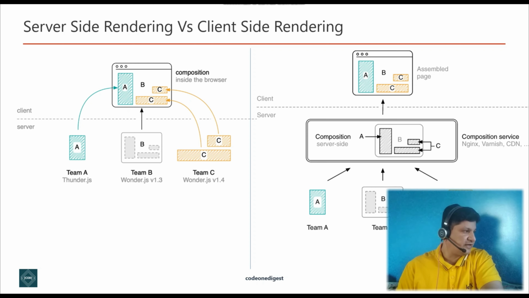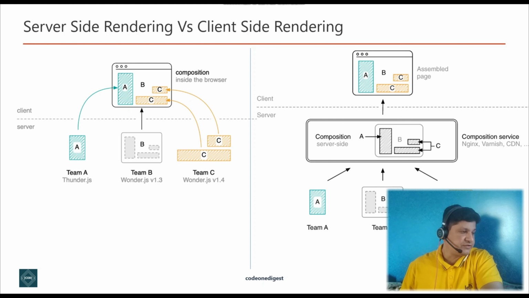Okay, friends, so now let's understand the client-side rendering versus server-side rendering. If you see on your left-hand side image where you have different teams responsible for different fragments and services, the client browser is calling all the services and the composition, the assembly, is happening on the client side. Now, if you see on the right-hand side, you have one intermediate component sitting between the client browser and the services. The purpose of this intermediate component is to assemble all the fragments into one page and then send that complete page to the customer.